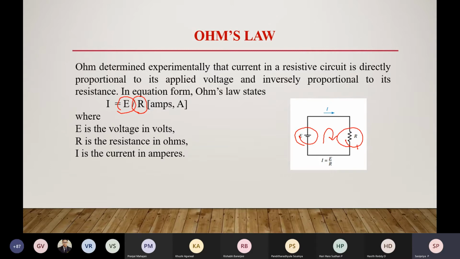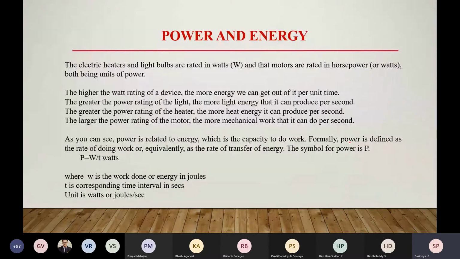Okay, if this resistance is varying, why do we have a possibility of varying resistance? Because of the temperature. That's what we have mentioned. At a constant temperature, as per Ohm's law, the current flow in any circuit is proportional to the applied voltage. Now, power and energy. As already discussed, power is an indication of the amount of work done per unit time.